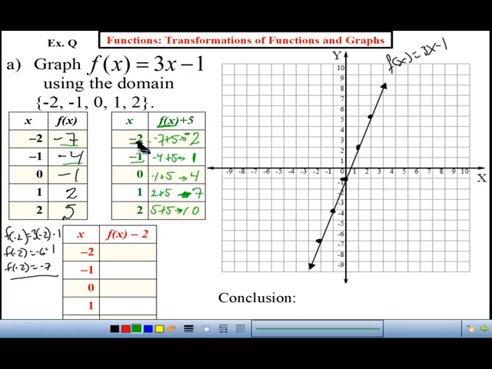So we're graphing (-2, -2), (-1, 1), (0, 4), (1, 7), and (2, 10). Okay, -2, -2. -1, 1. 0, 4. 1, 7. 2, 10.